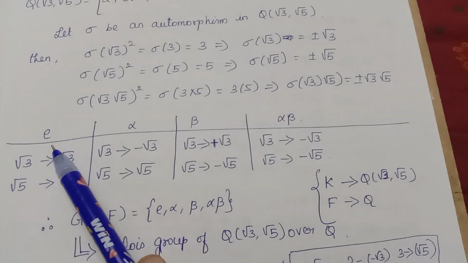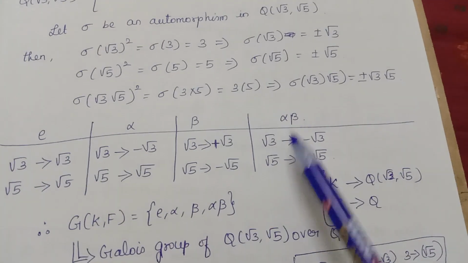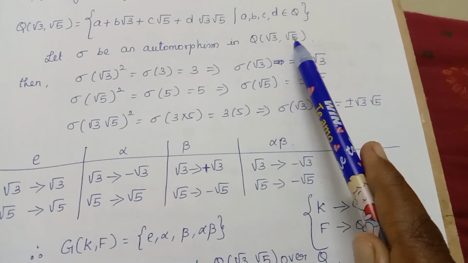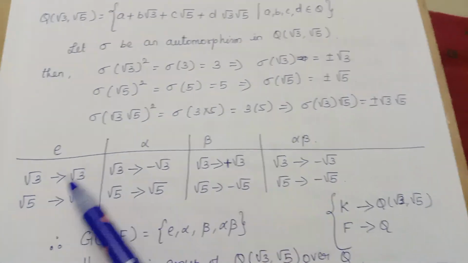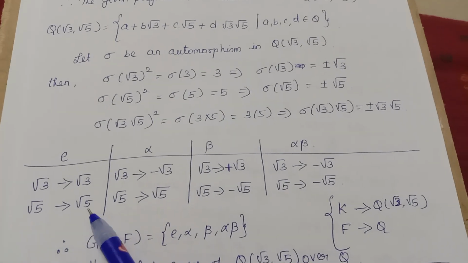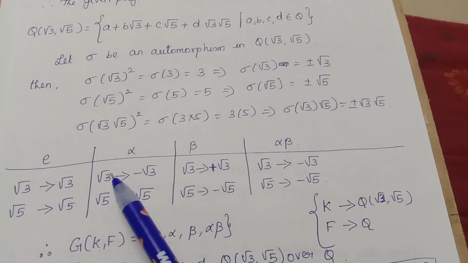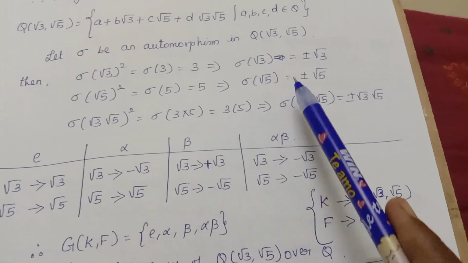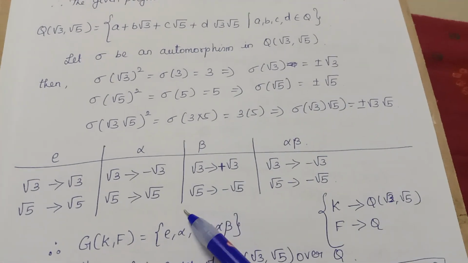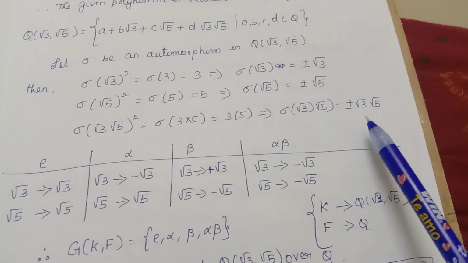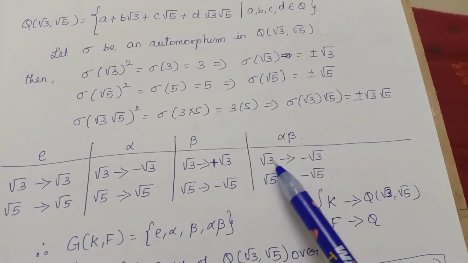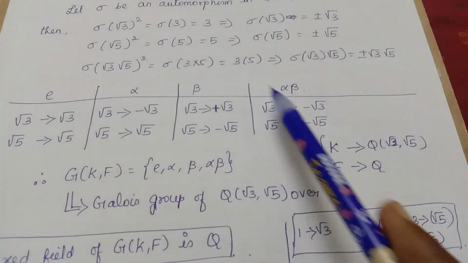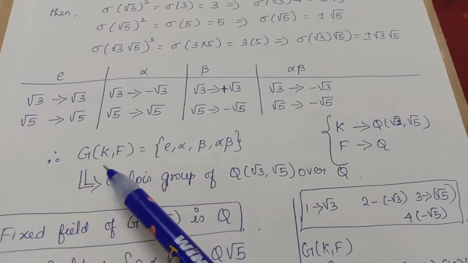See, first one is identity. That means root 3 goes to root 3. This you can easily write. See, there are 4 things, no? That is plus root 3, minus root 3, plus root 5, minus root 5, and then their product. See, root 3 goes to root 3, root 5 goes to root 5. This is identity. Next one, just to interchange. Root 3 goes to minus root 3, root 5 goes to root 5. So what are all the possible combinations with the plus or minus root 3 and plus or minus root 5? That you write. Okay. After writing these 3, you have to come to the product. So root 3 goes to minus root 3 and root 5 goes to minus root 5. So these are the 4 automorphisms that belong to the Galois group.